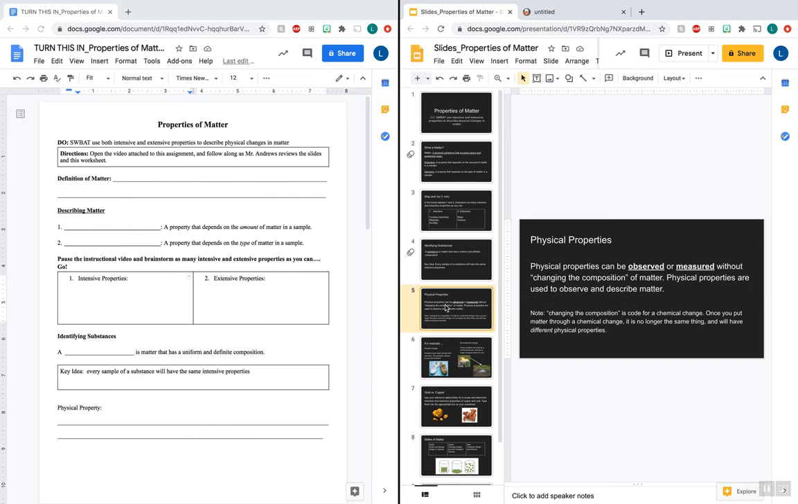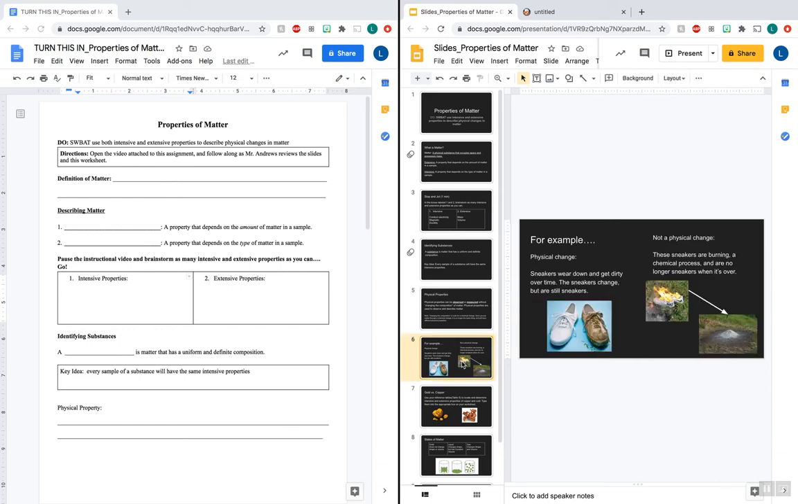It's important to remember that when we talk about intensive and extensive properties, both are physical properties. We're talking about things that can be observed and measured without changing the composition of what we're looking at. I was going to make a quick note here. When we say changing the composition, that's really looking ahead to the next lesson about chemical changes. If we put a substance through a chemical change, it's no longer the same substance, so we're not observing and measuring the same properties, and it'll be categorized differently.